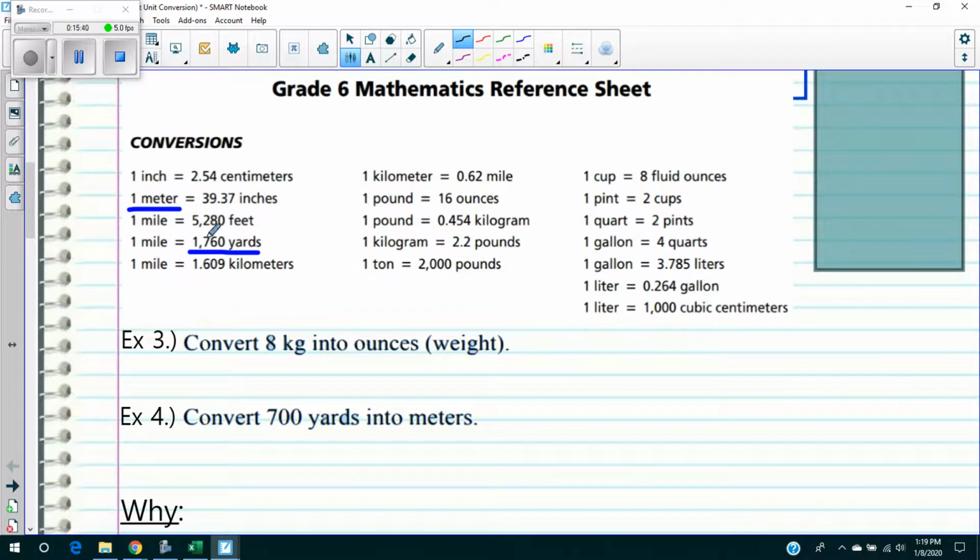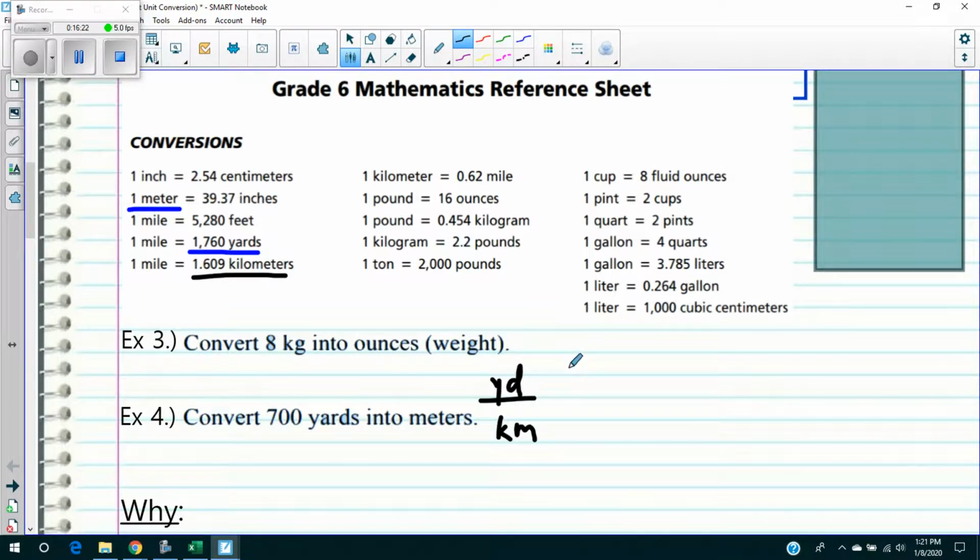Yards to, let's see. Okay, so let's focus on these 2 first. Let's do yards to kilometers first, because they're both 1 mile. So in other words, if 1,760 yards is 1 mile and 1 mile is 1.609 kilometers, that means 1,760 yards is 1.609 kilometers. So let's set this up. Now let's do yards to kilometers first. You see what I'm saying?